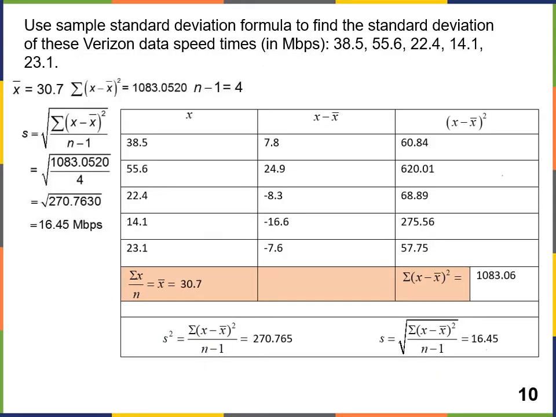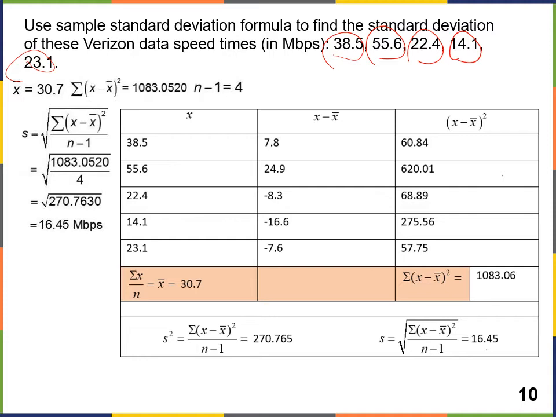So here's another example. We're going to use a sample. So we look at Verizon data speeds. Verizon has millions of customers. Let's just look at 5 of them, okay? So we look at 5 different customers' data speeds at a particular location, and we found out that these were the 5 different data speeds for those Verizon customers. And so this is a sample, obviously. There's more than 5 customers for Verizon.